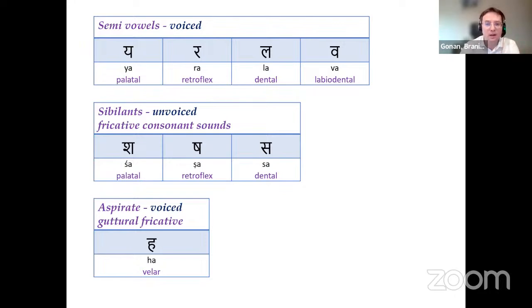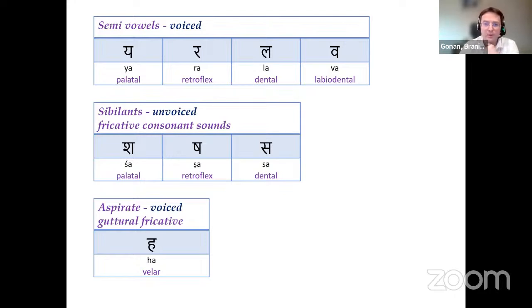For ra, we are lifting up the tip of the tongue and touching the hard palate. That's why it is called retroflex, right? Or cerebral, because we are pointing toward the brain, cerebrum. La is dental, because we are touching the back of our front teeth with the tip of the tongue. And va is labiodental, because we are touching our lips with our teeth.